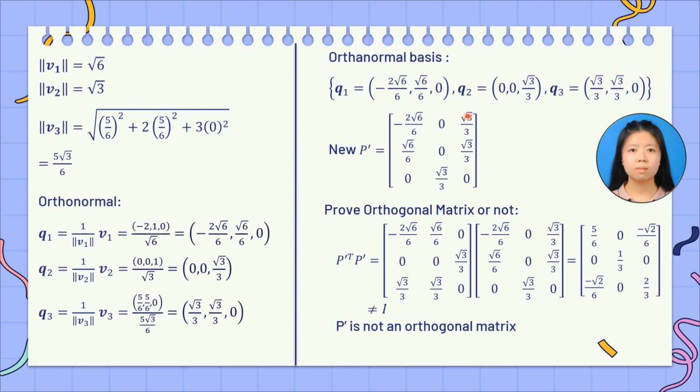Lastly, we write back P prime from the orthonormal basis to check whether our P prime is an orthogonal matrix or not. Once again, we use what we learned, which is P prime transpose times P prime. Since we didn't get the identity matrix, this shows that P prime is not an orthogonal matrix.